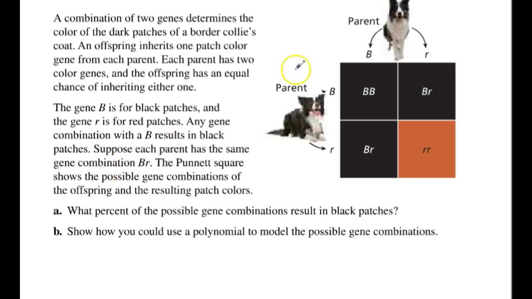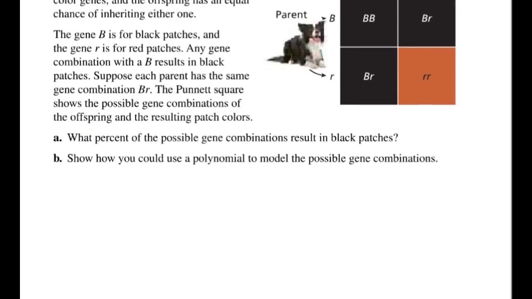Suppose that each parent has the same gene combination, a big B and a little r. So here's my Punnett square. This is called a Punnett square. It shows the possible gene combinations of the offspring and the resulting patch colors. Okay, so the first question I'm asked is, what percent of the possible gene combinations result in black patches? I first want to see that they've already colored these in for me, and these 3 have black patches and only 1 has red, so I know that my percent would be 3 out of 4, which turns into 0.75, which is the same thing as 75%. Right? So I see that 75% would end up with the black patches.